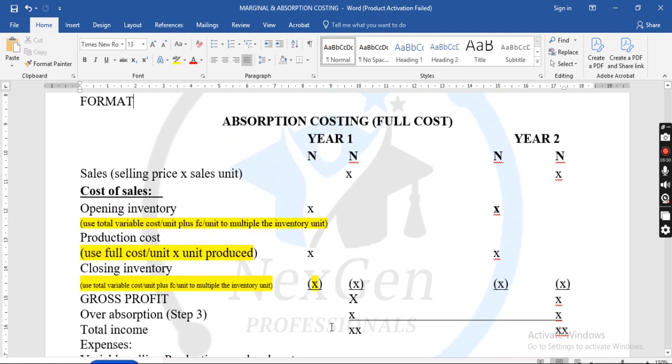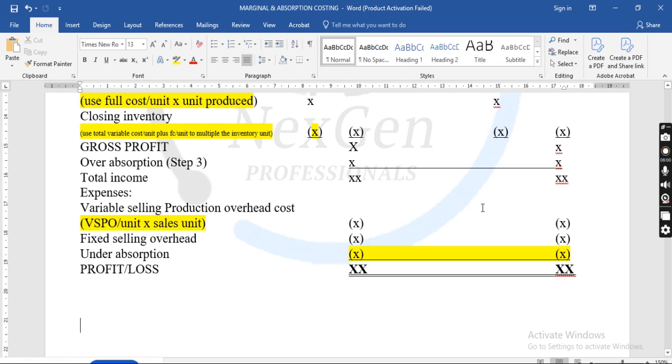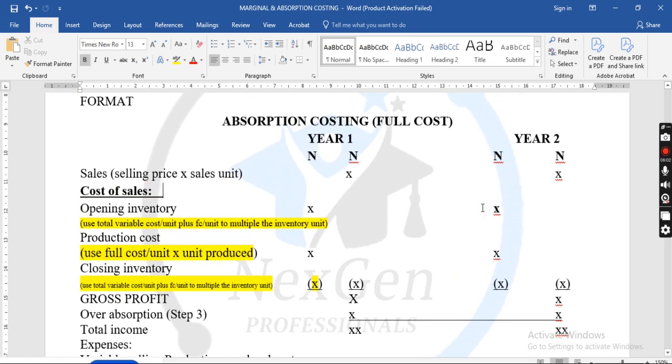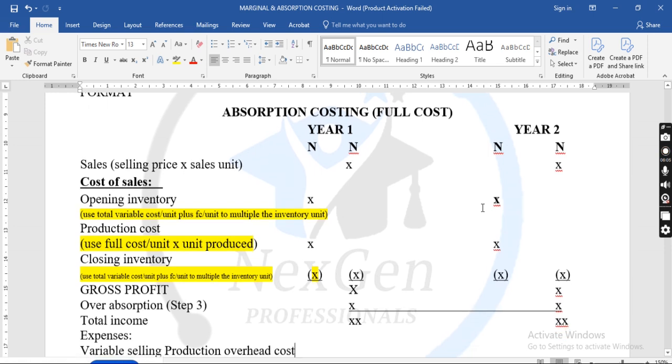Don't forget that your closing inventory here will be an opening inventory in year two. The same thing is still applicable. The cost that you have here in year one will be taken forward to year two as your cost here. So the closing inventory of year one will be the opening inventory of year two. And that is all about the format of absorption costing.